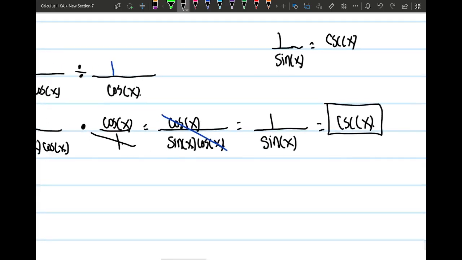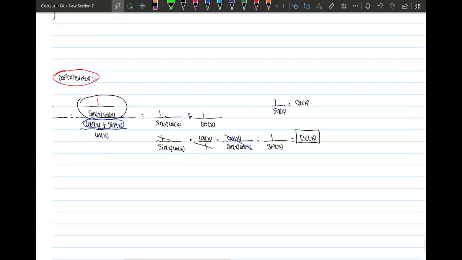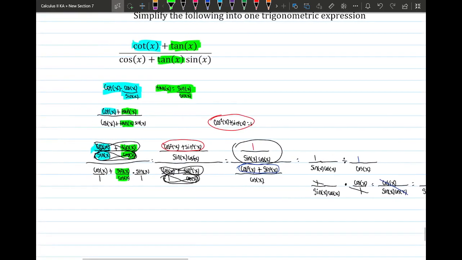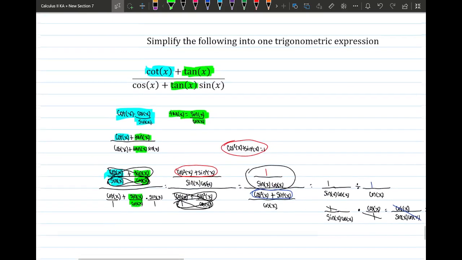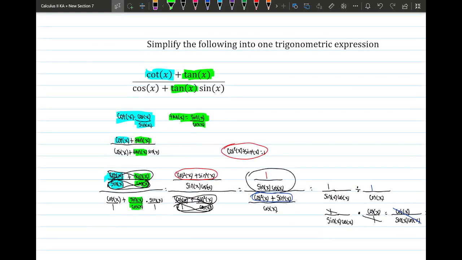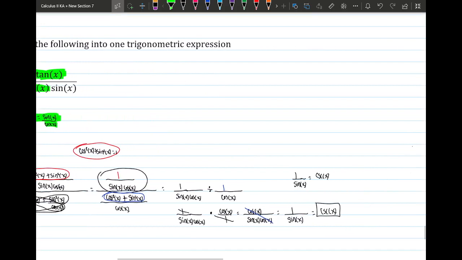So the idea is you have to know your identities very, very well to do problems like these. That is how you do this problem step by step.